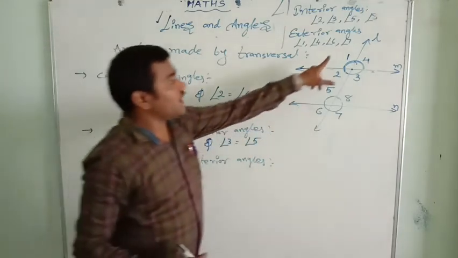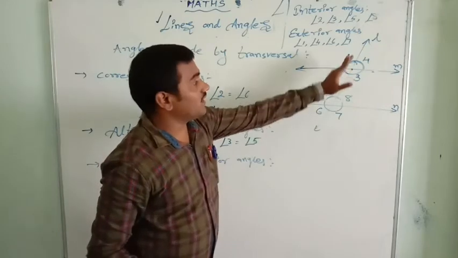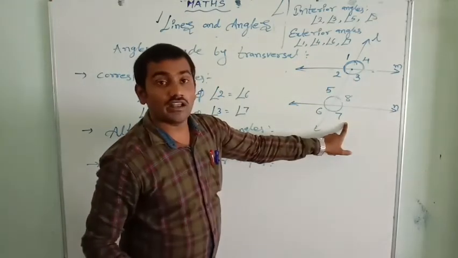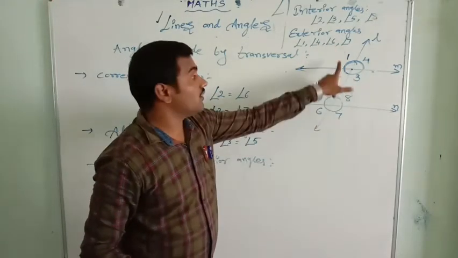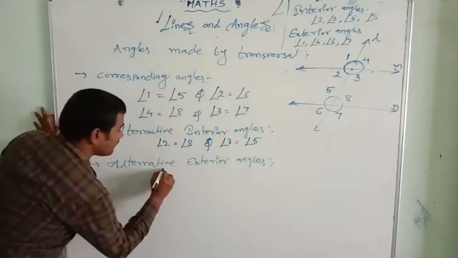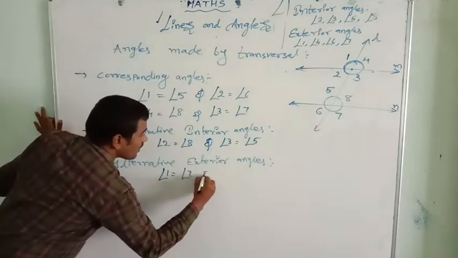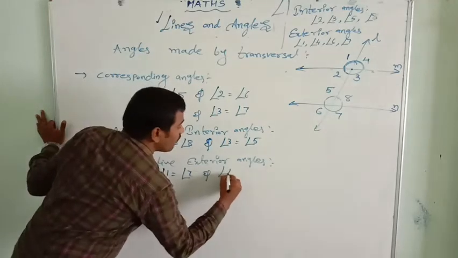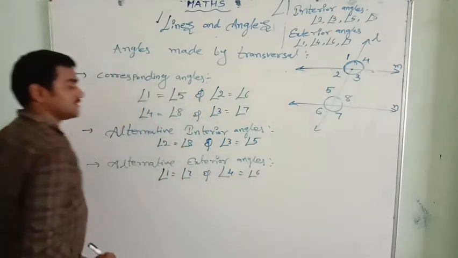Alternative exterior, angle 1, angle 7. One left side we have taken, one more right side. Exterior angles are also equal. Angle 1 is equal to angle 7 and angle 4 is equal to angle 6.